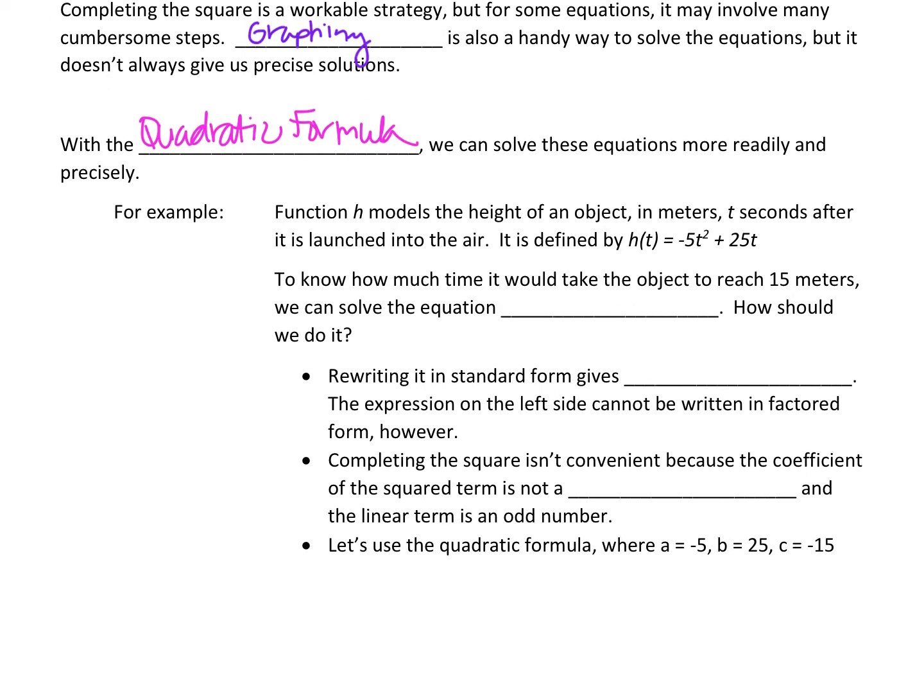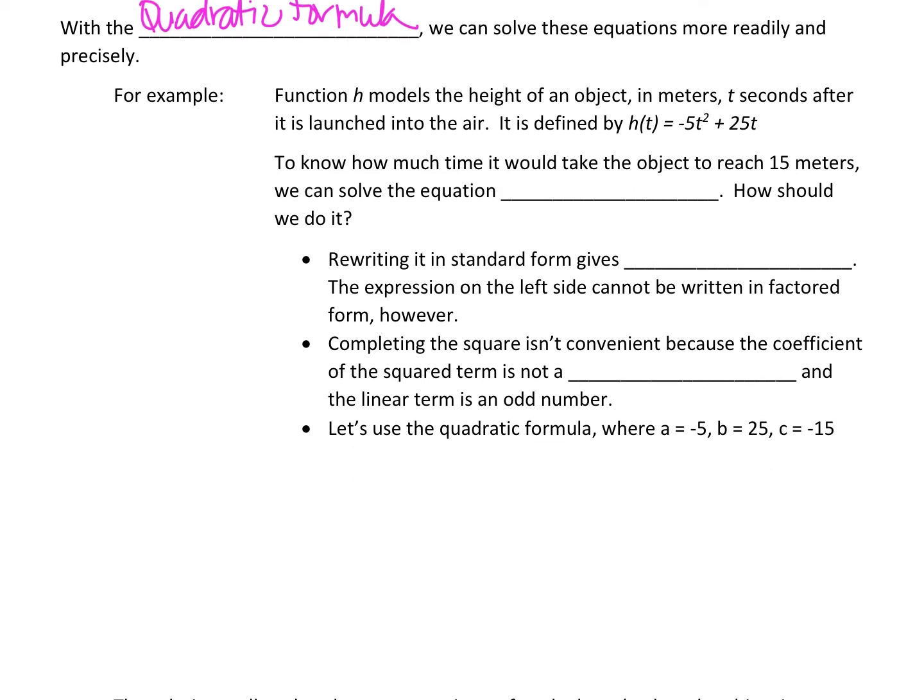For example, function h models the height of an object in meters t seconds after it is launched into the air. It is defined by h of t equals negative 5t squared plus 25t. So this h of t right here is representing the height of the object. And t is representing your seconds. So you can kind of picture something going into the air and coming back down as time goes on. So how high is it at any point? That's what our function would give us.